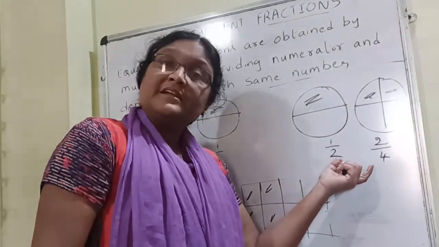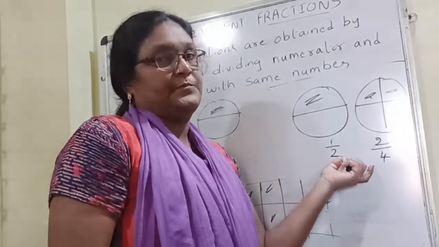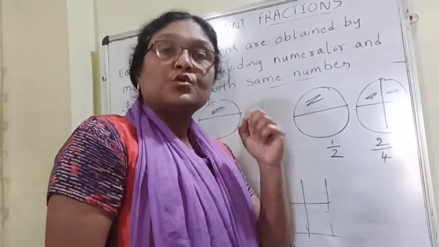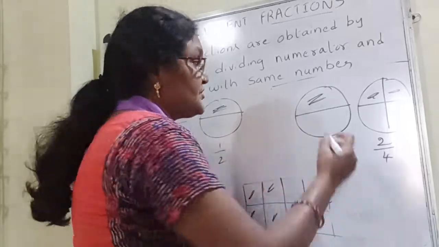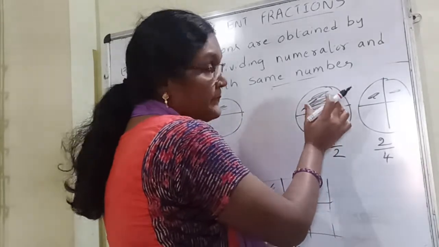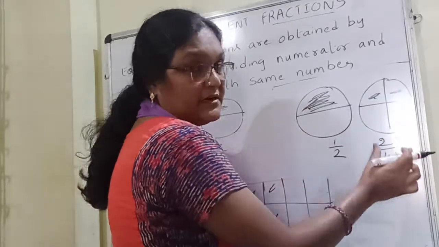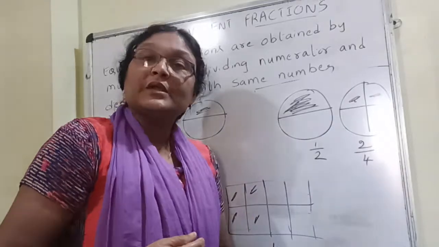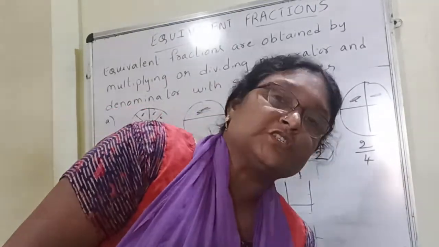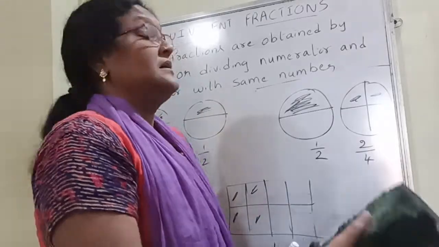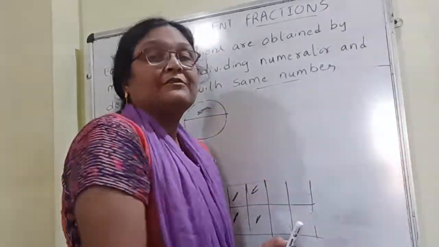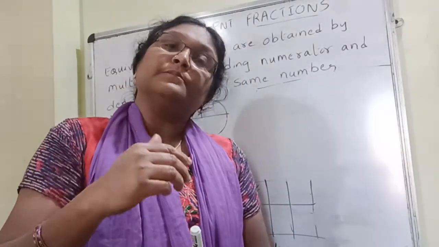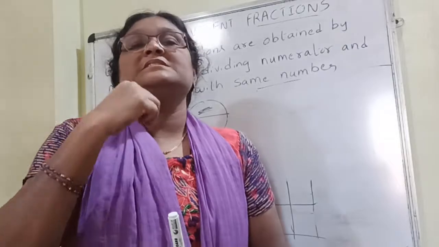So they are looking different, but they are occupying the same space. So equivalent fractions look different, but they occupy the same space. Those fractions we call equivalent fractions. If you see the area that is shaded, the part that is shaded is the same. See here, this is divided into two equal parts, whereas this has been divided into four equal parts. So the equivalent portions occupy the same space, but they look different. Okay, so how are equivalent fractions obtained? Equivalent fractions are obtained by multiplying or dividing both the numerator and denominator with the same number.